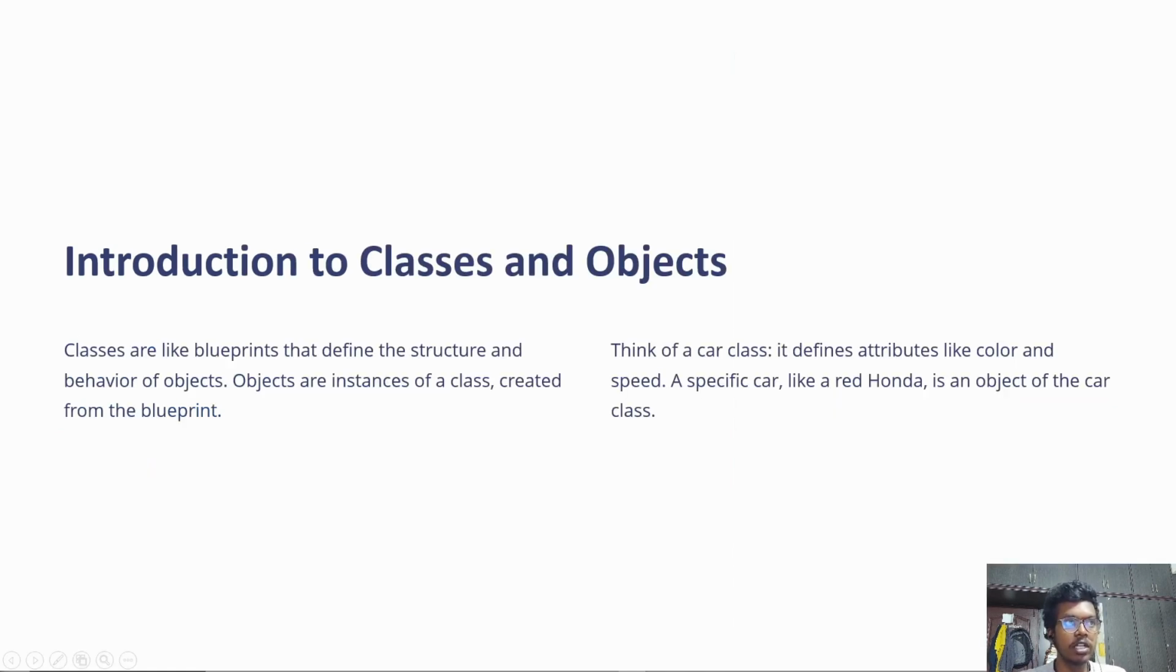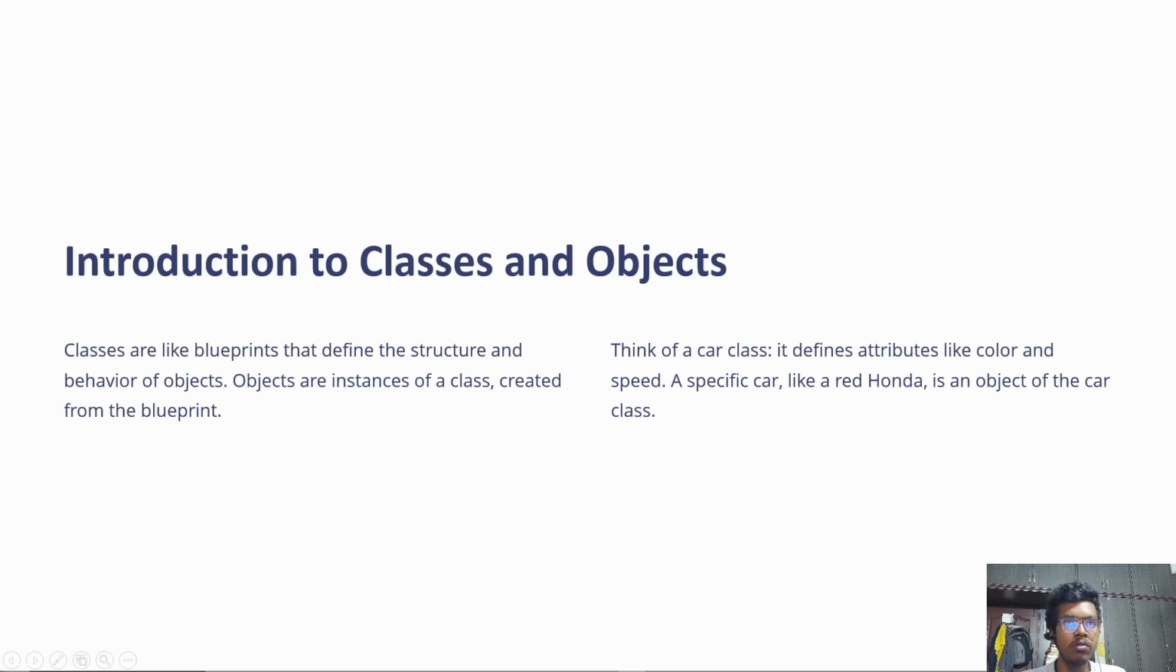Introduction to classes and objects. Classes are like blueprints that define the structure and behavior of objects. Objects are instances of a class created from a blueprint. Think of a car as a class. It defines attributes like color and speed. A specific car like a red Honda is an object of the class.